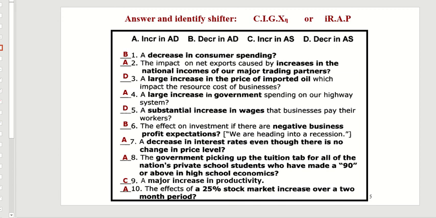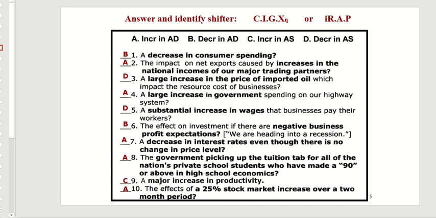Number 6, effect on business investments. If there are negative business profit expectations, that's B, a decrease in aggregate demand. That's investment. Number 7, a decrease in interest rates even though there is no change in price level. That's A, an increase in aggregate demand. Basically what that means is a decrease in interest rates would increase investment spending. It could also increase consumer spending as well, people buying cars and homes, right?